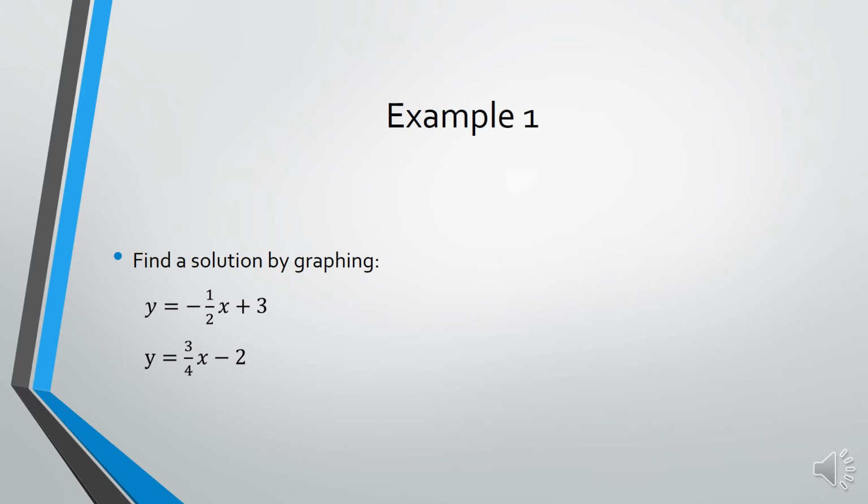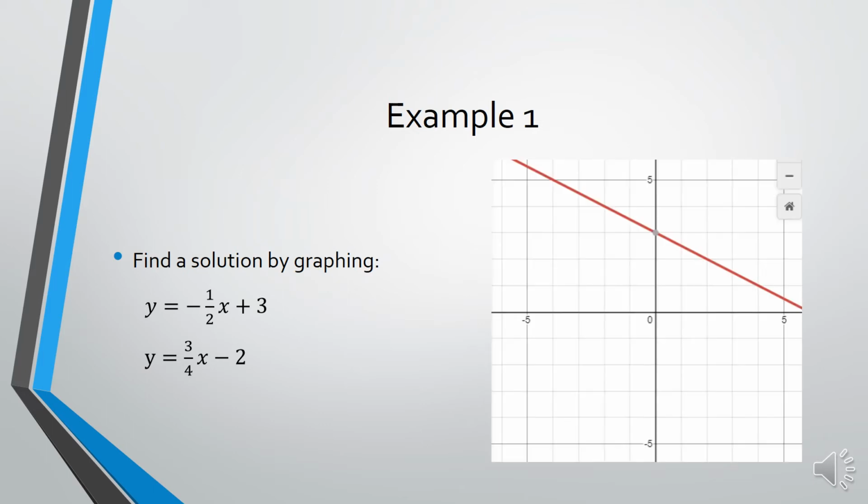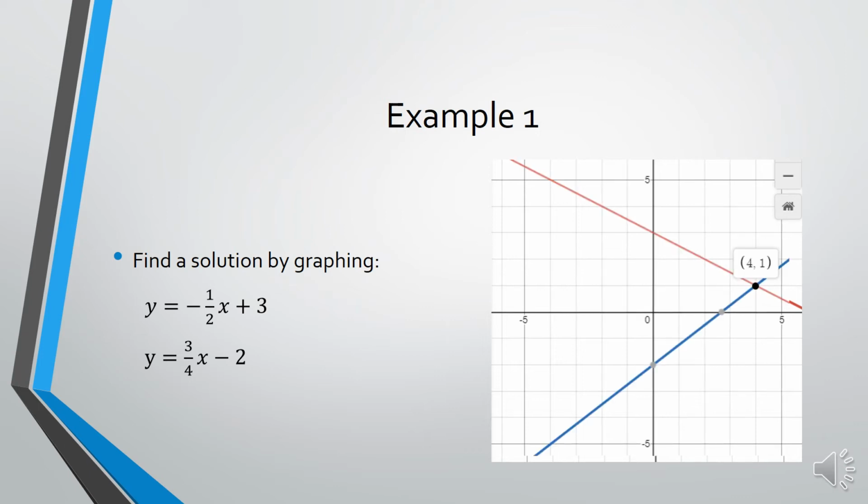Before we start doing this algebraically, we're going to be solving these by graphing. Here's your first system of equations: y equals negative 1/2 x plus 3 and y equals 3/4 x minus 2. I've graphed the first equation, y equals negative 1/2 x plus 3. You can see it has a y-intercept of 3 and a slope of negative 1/2. Then I'll also graph y equals 3/4 x minus 2.